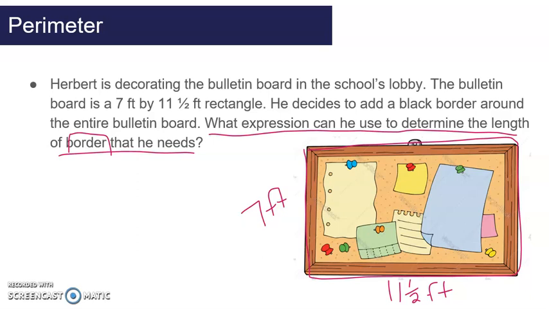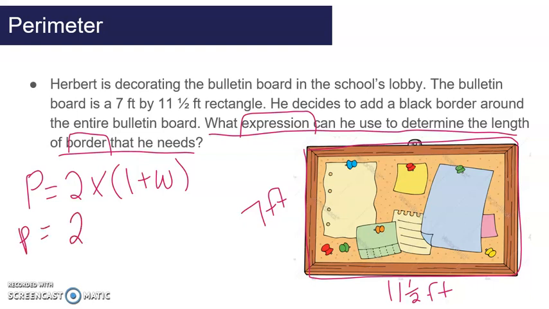Okay, now in this case all I'm looking for is the expression. I'm not being asked to solve this problem, I just need an expression. So if you remember from earlier, an expression is just a number sentence with numbers and operation symbols. So you're not solving for anything here. But since I know that I'm looking for perimeter, I'm going to go ahead and write my formula for perimeter. So you can do this one of two ways. One formula is perimeter is 2 times (length plus width), okay? Or you can use 2 times L plus 2 times W, okay?